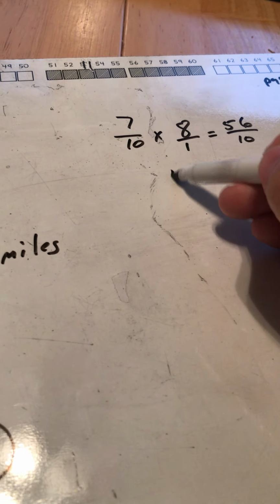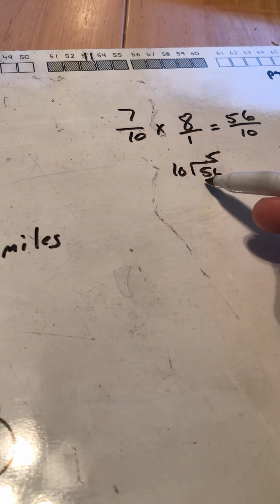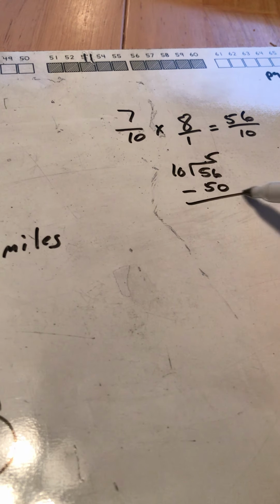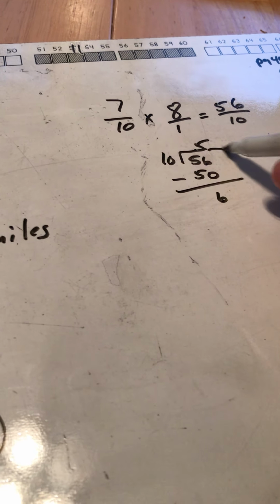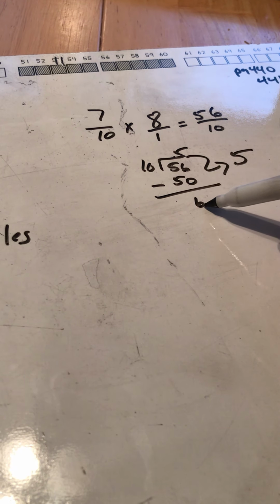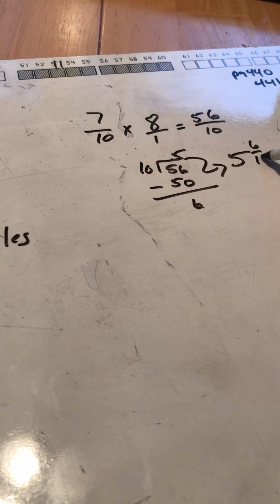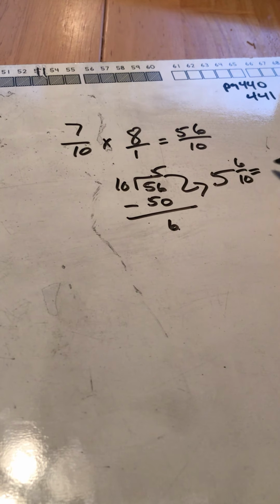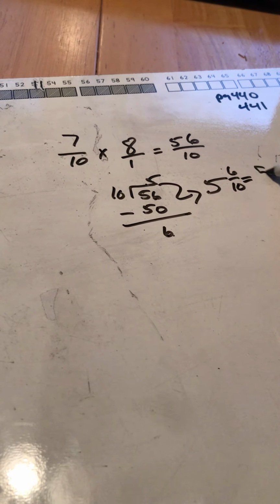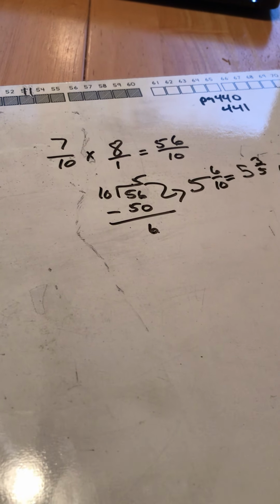Now, we have to divide 10 into 56. It goes in there 5 times, of course. We subtract, we get 6. So the 5 becomes our whole number. This remainder here becomes our numerator, and the 10 stays our denominator. And if you wanted to be really cool, you could reduce that to 5 3/5 miles.